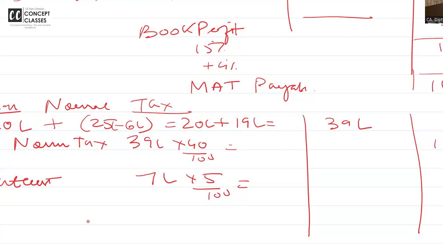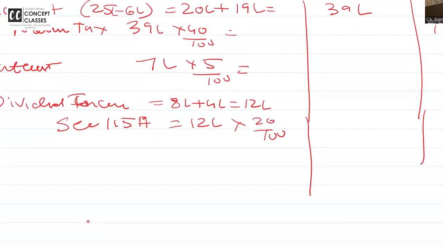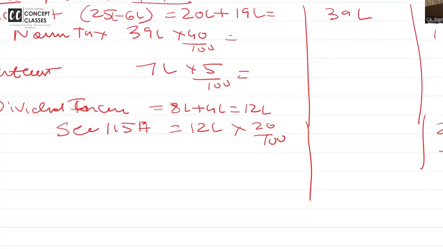35,000. Now left out is dividend income. How much is the dividend income? 8 lakhs plus 4 lakh. That is your 12 lakh. And this dividend income, because it's a foreign company, whatever dividend they receive under section 115A, is taxable at flat 20%. So it's a foreign company, the dividend income is taxable at 20%. 2,40,000. Now what is your normal tax?